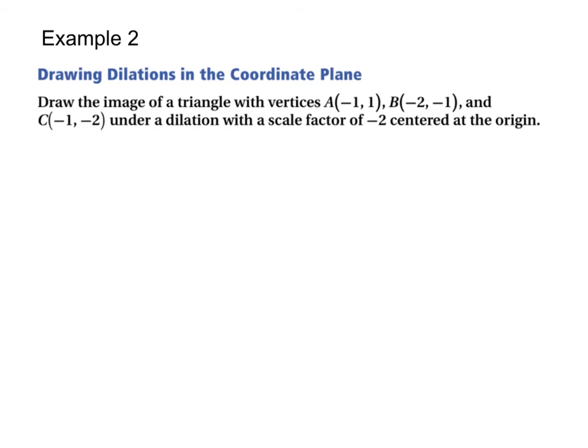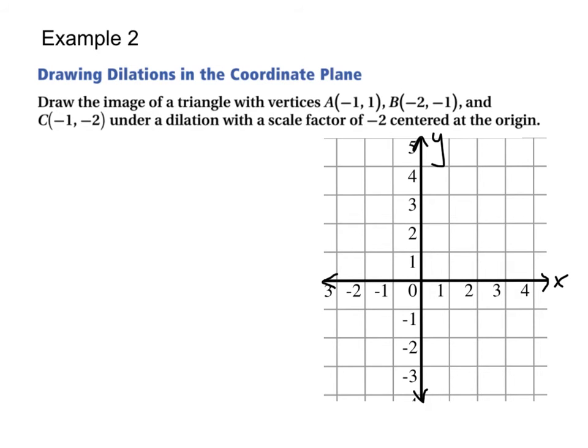Example 2, drawing dilations in the coordinate plane. We want to draw the image of the triangle with vertices A, B, and C under a dilation of a scale factor of negative 2, centered at the origin. So the first thing I'm going to do is graph the points A, B, and C. A would be (-1, 1), B would be (-2, -1), and C would be (-1, -2). I'm going to connect them.